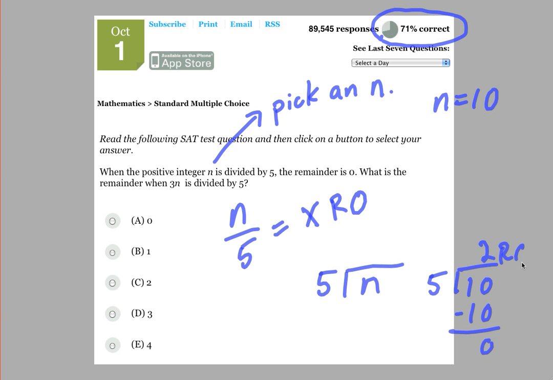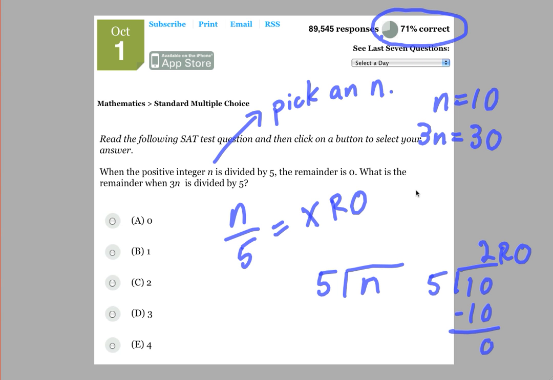Now, usually you just write 2, but in this case they're telling us the remainder is 0, so that's a good example of a place where there would be a remainder of 0. Now the question is, what is the remainder when 3n is divided by 5? Instead of thinking of this conceptually or algebraically, I can just think of it in terms of arithmetic. If n is 10, then 3n is 30.